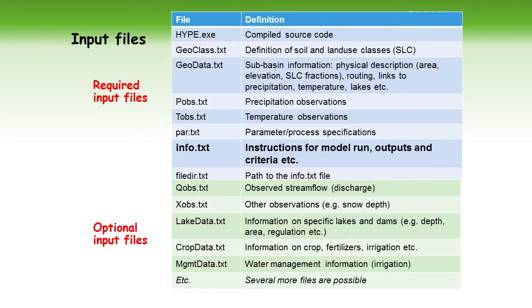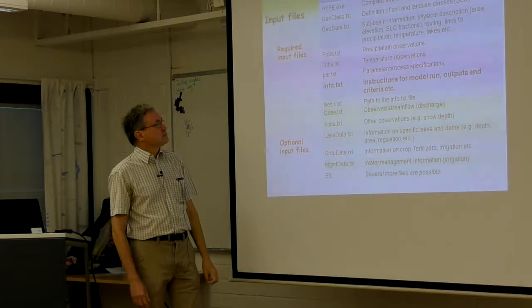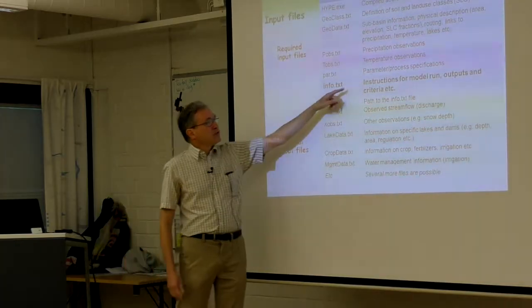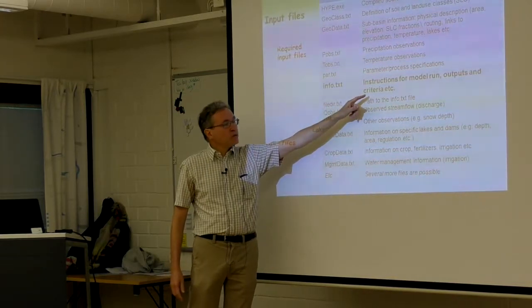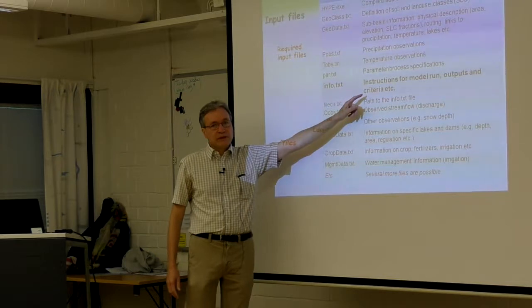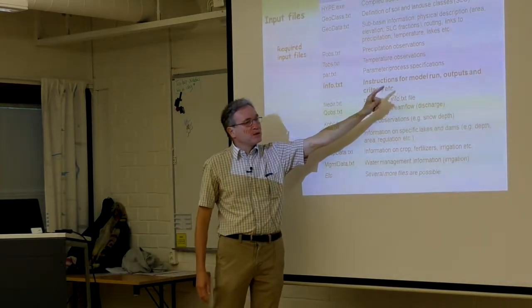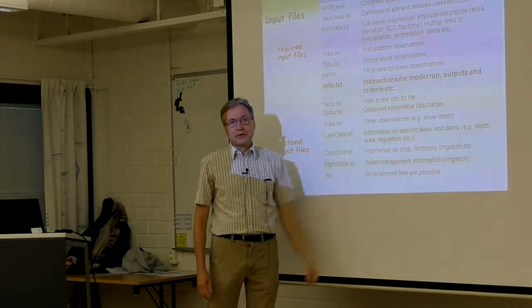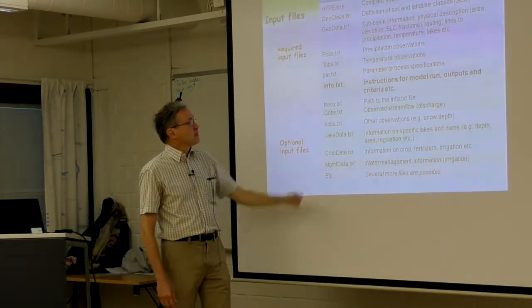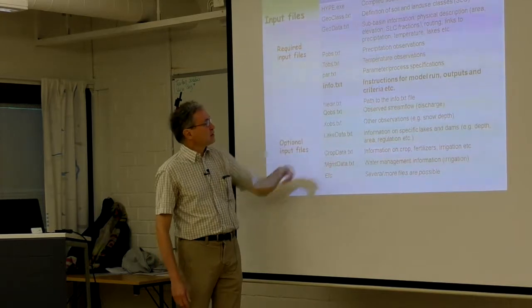The geodata file, fractions, the connection between the subbasins, and more. In the info file, you can also tell the model what output it should produce, what variables you want to print out, for which subbasins, which fitness criteria you want to print, and so on. And I think I covered these.